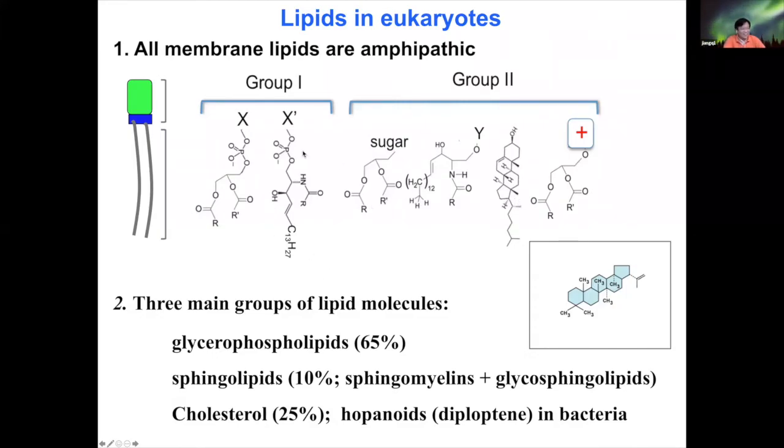If you look at the native lipids, there are two groups. Group 1 is what we call the phospholipids. Group 2 are what we call the non-phospholipids. The very famous example is cholesterol. In some bacteria, there are cholesterol analogs. Around 40 to 50% of the lipid molecules are non-phospholipids in human cells. In some cells, this can be even higher, for example, red blood cells.